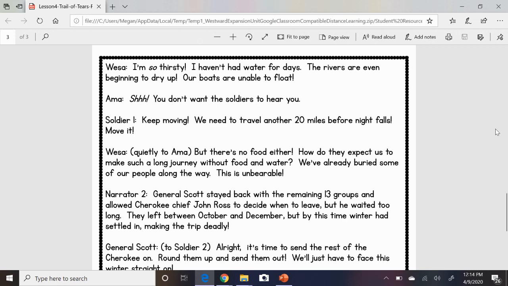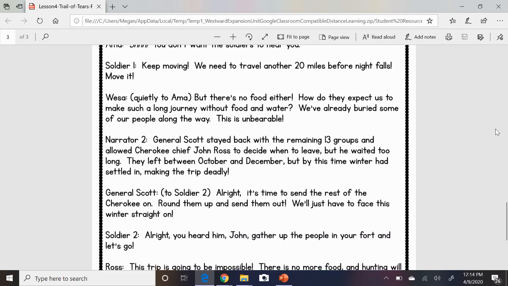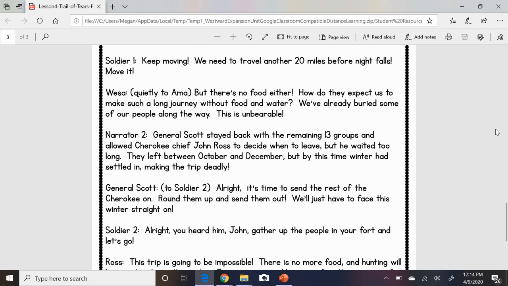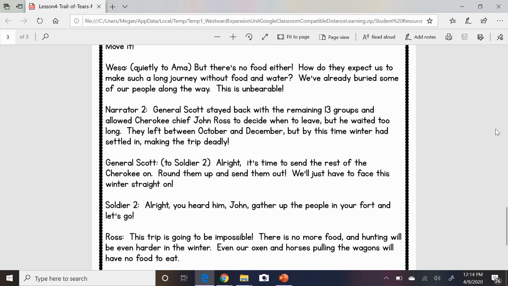"Shh! You don't want the soldiers to hear you." "Keep moving. We need to travel another 20 miles before night falls. Move it." "But there's no food either. How do they expect us to make such a long journey without food and water? We've already buried some of our people along the way."